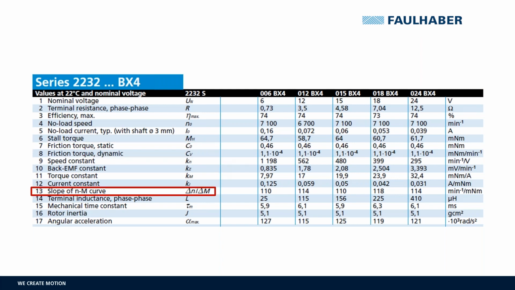A very important parameter to compare motors is shown a little below. The slope of the NM curve, the speed-torque curve. This indicates how strong a motor is. The smaller the indicated value, the more power the motor has.